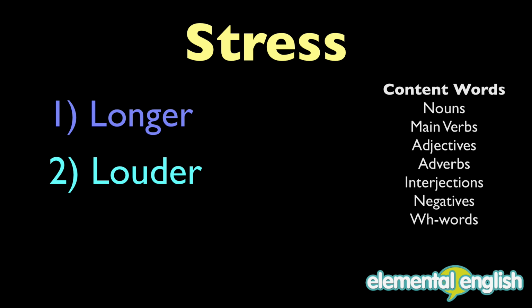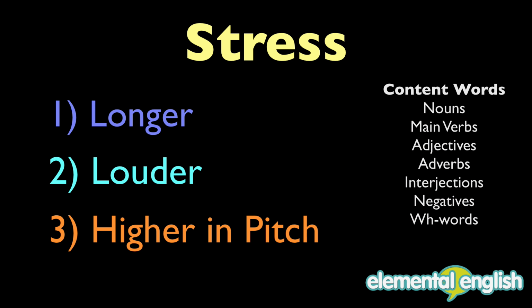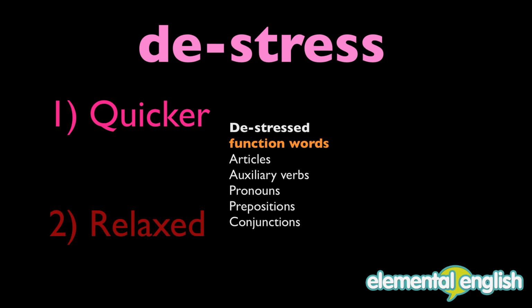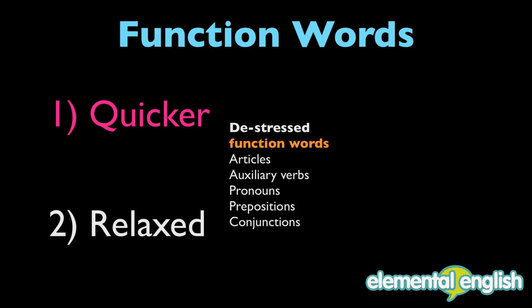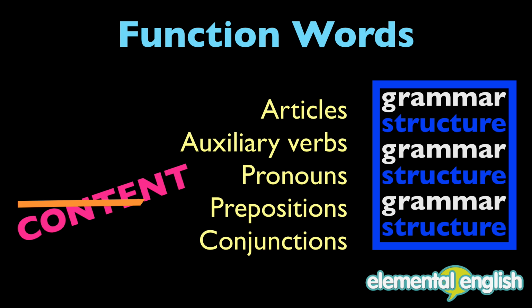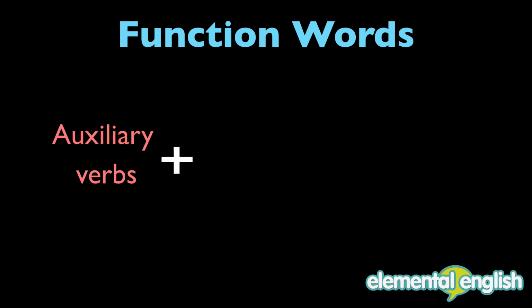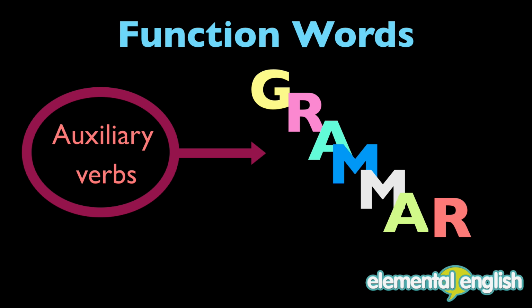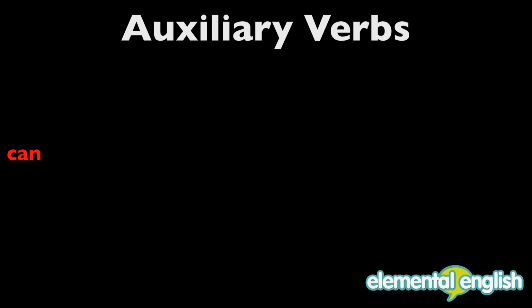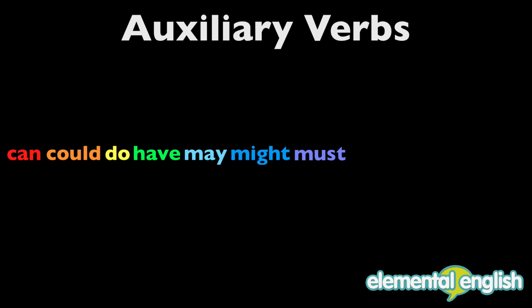longer, louder, and higher in pitch, as well as de-stress their function words, meaning they say them quicker and more relaxed. Function words in English are those that form the grammar and structure of a sentence and do not carry much content. These include auxiliary verbs, which accompany a main verb and add some grammatical meaning to the sentence. Examples of auxiliary verbs are can, could, do, have, may, might, must, should, will, would.